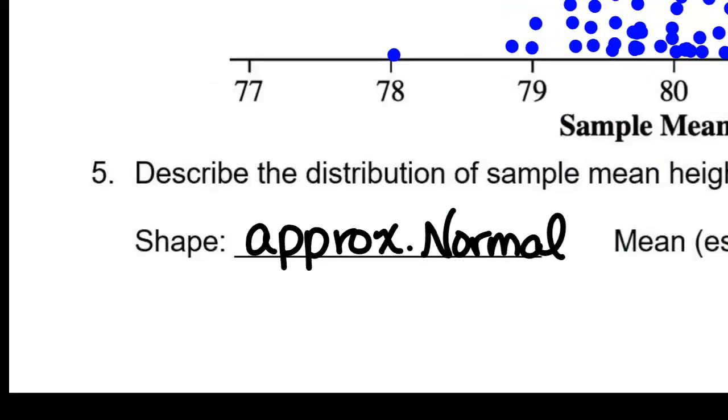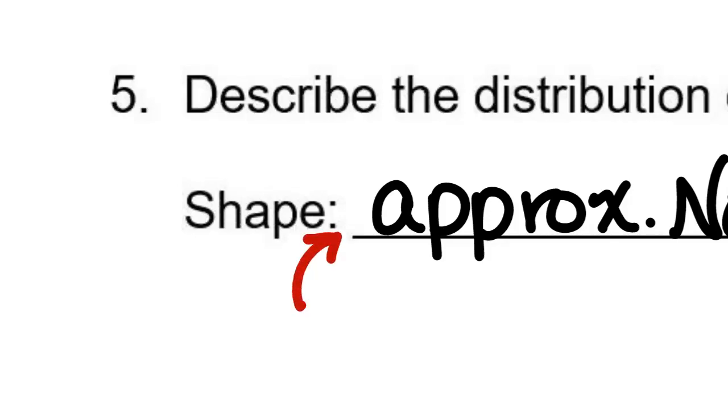So the reason that this is approximately normal, and if we had more dots, we would see it become more and more and more normal. The population distribution is approximately normal, so my sampling distribution will also be approximately normal.